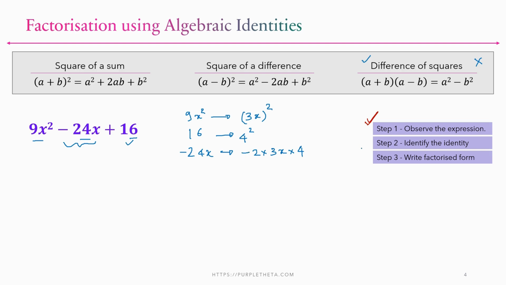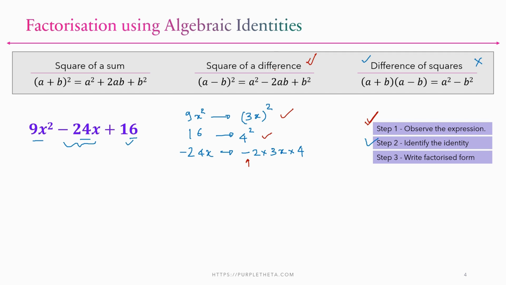Okay. Now we move to step number 2, that is to identify the identity. Here notice that the first term and third term are perfect squares, right? And the middle term is negative, right? This fits the square of a difference identity, right? Square of a difference identity.